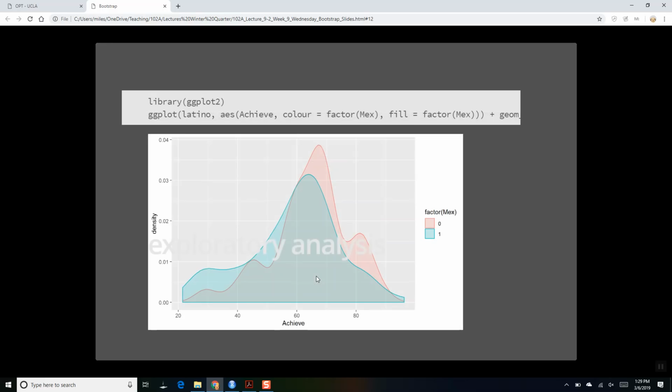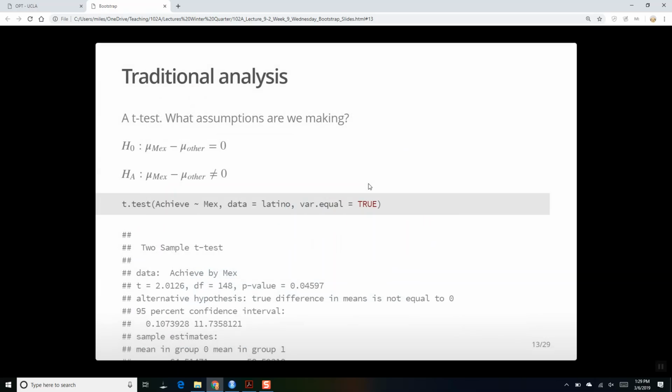If we create a density plot, sorry, brain just went blank for a second. If we create a density plot, the blue is for Mexico, and the orange or pink or red or whatever the color this is, that's for other countries, okay? And if we did a traditional analysis, it would look something like this, okay?